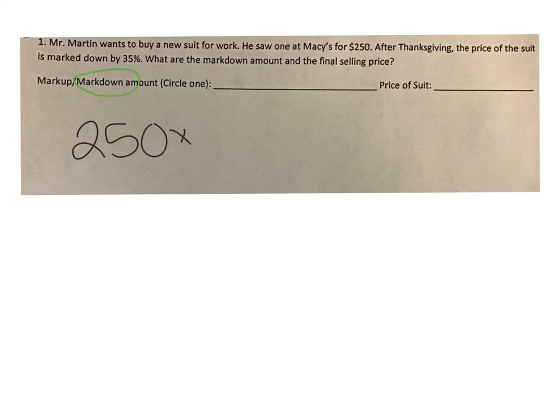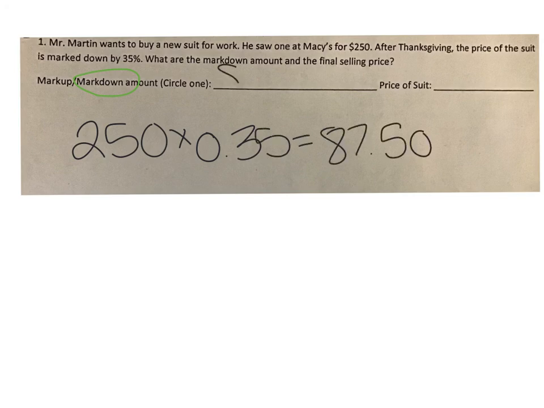So 250 times, remember, write your percent as a decimal, 0.35. And that gets you $87.50. So that's your markdown.